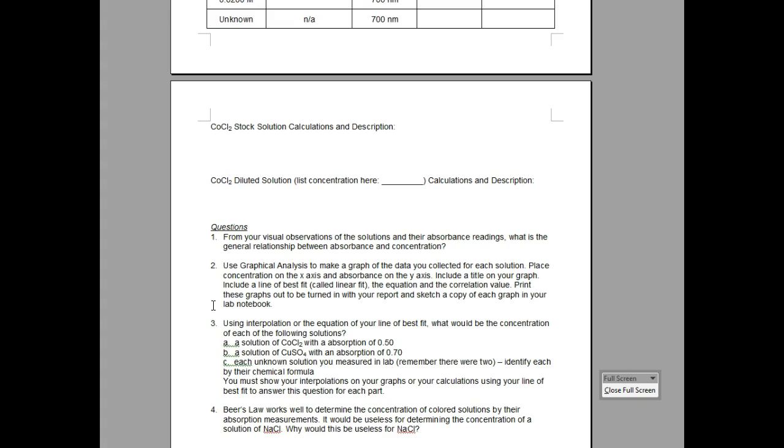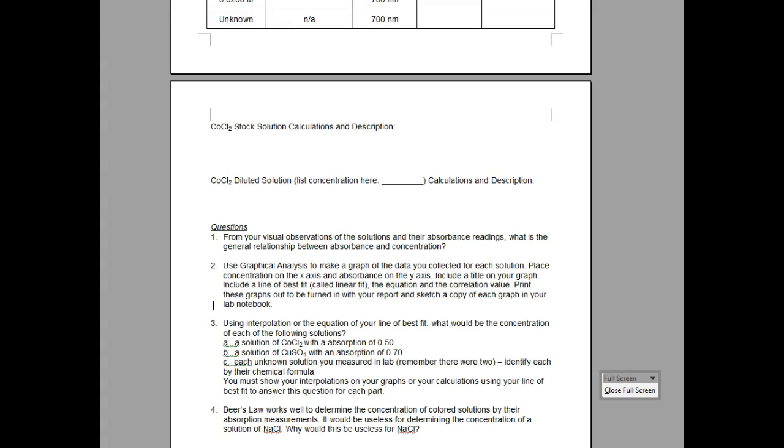The first one, the cobalt 2 chloride, has an absorption of 0.5. For part B, the copper 2 sulfate solution with an absorption of 0.7. For part C, the unknown solutions you measured in lab, there was 1 for the cobalt 2 chloride and 1 for the copper 2 sulfate.